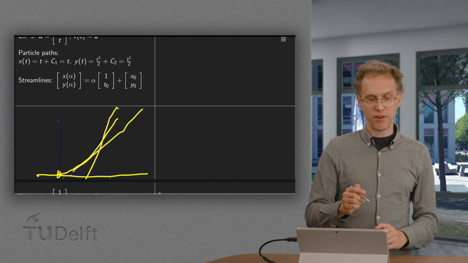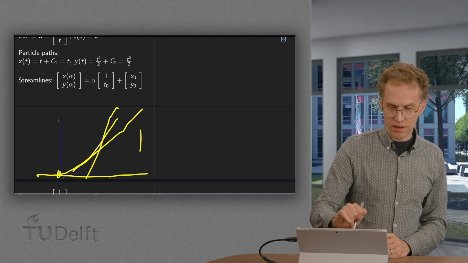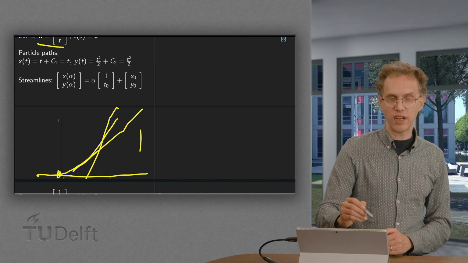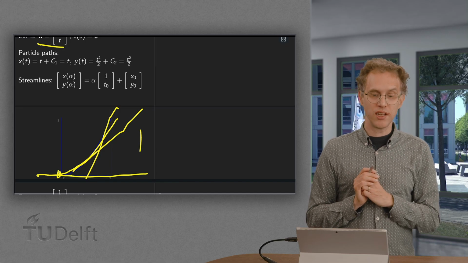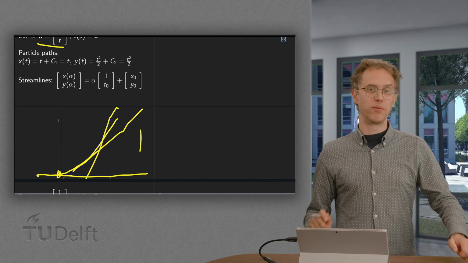So in this case, if your velocity field does depend explicitly on time, then your streamlines will be different from your particle path.